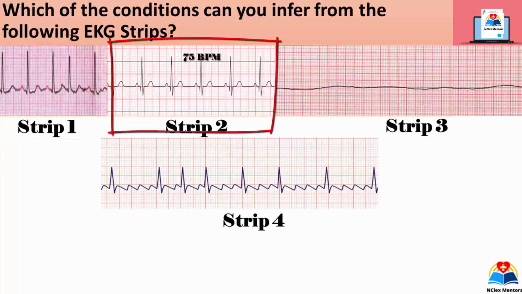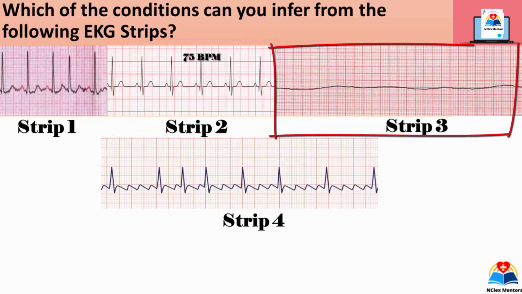This could be normal sinus. There is a normal P wave, QRS complex, and T wave. Also, we are given a normal heart rate of 75 bpm, which is between the resting heart rate of 60 to 100 bpm. This is asystole. There is no electrical activity or any wave patterns in the EKG strip.